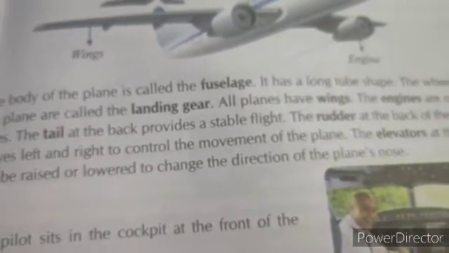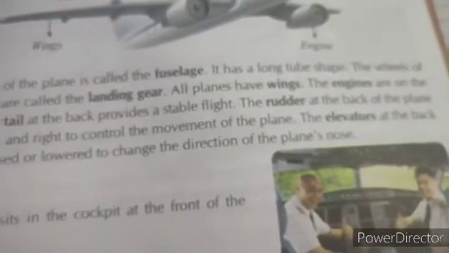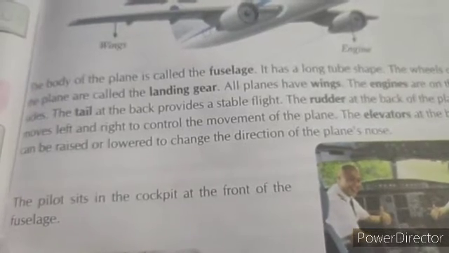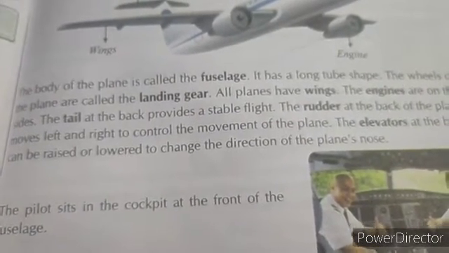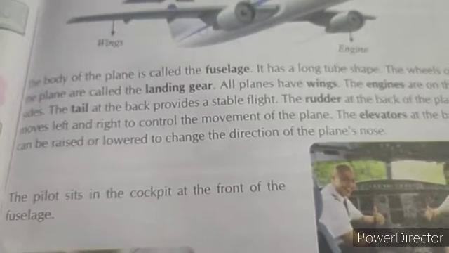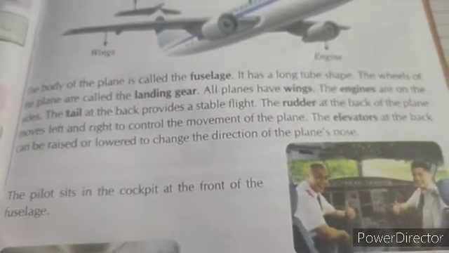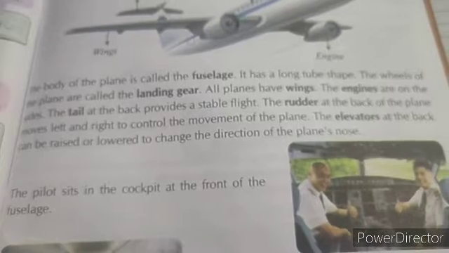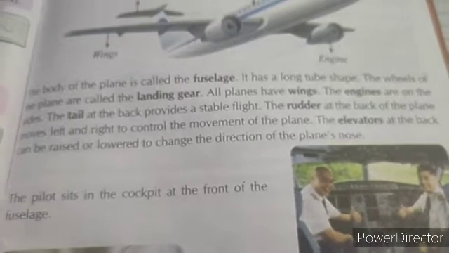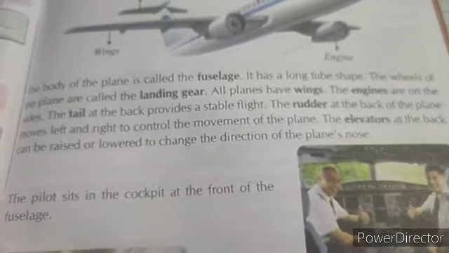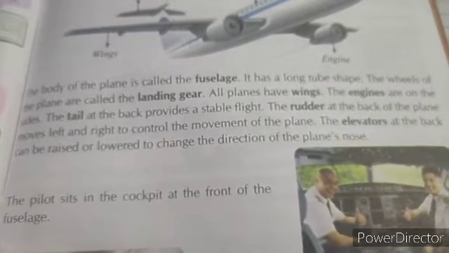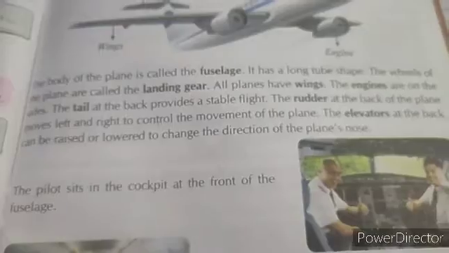The body of the plane is called the fuselage. It has a long tube shape. The wheels of the plane are called the landing gear. All planes have wings. The engines are on the sides. The tail at the back provides a stable flight.